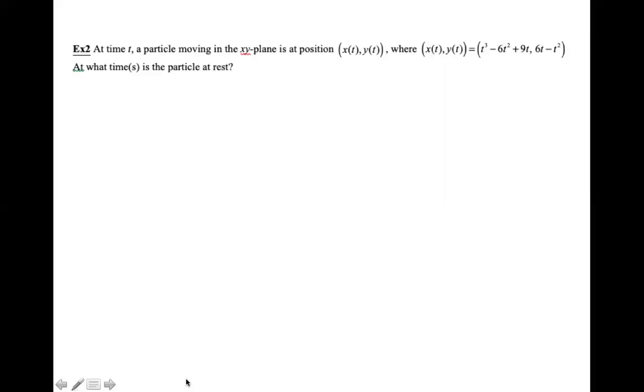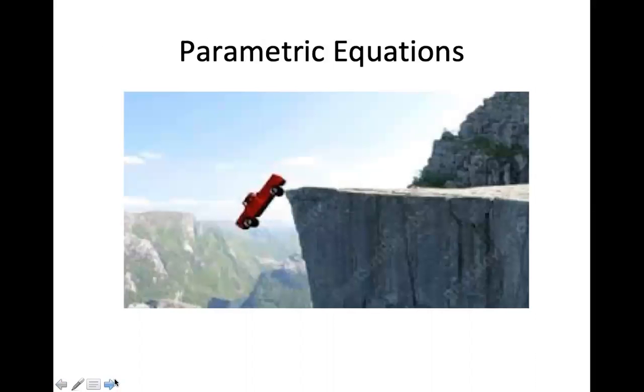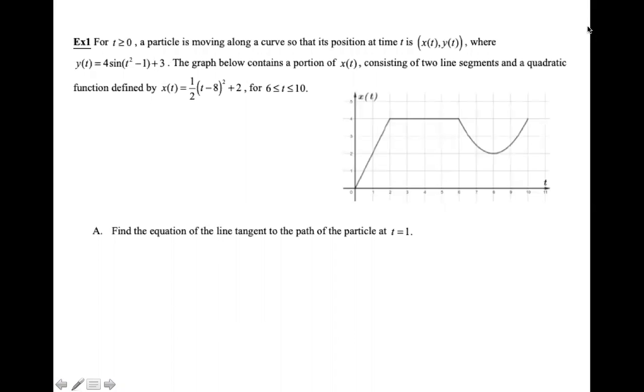All right, so slide number 1 here says, for t greater than or equal to 0, a particle is moving along a curve. Its position at time t is x of t, y of t, where y of t is equal to 4 sine of t squared minus 1, plus 3. The graph below contains a portion of x of t, which is 2 line segments and a quadratic function defined by 1/2 (t minus 8) squared plus 2 for this section from 6 to 10.